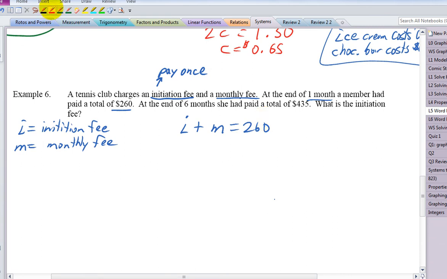At the end of 6 months, pay a total of $435. Wilson, how much?